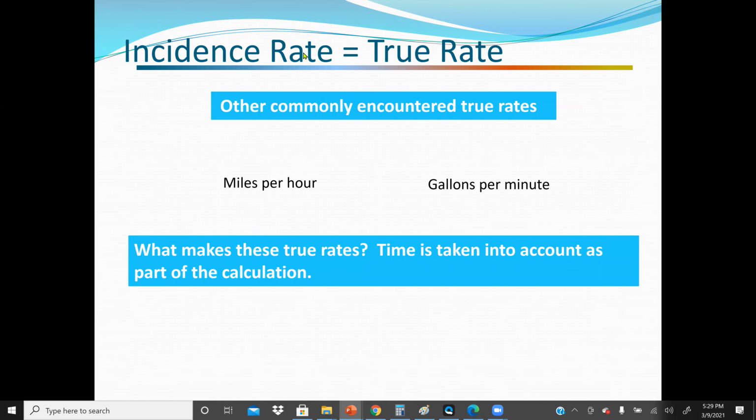So the incidence rate is equal to a true rate, like other commonly encountered true rates. For example, miles per hour. The denominator is hourly time. Gallons per minute, again, is time. Rate means the denominator goes with time. So what makes these true rates? Time is taken into account as part of the calculation.